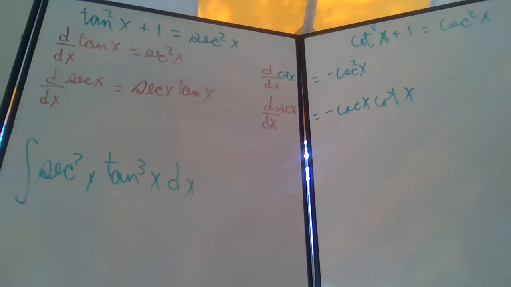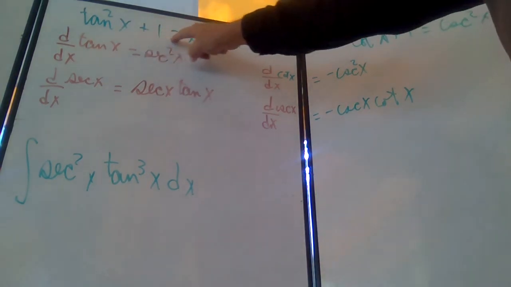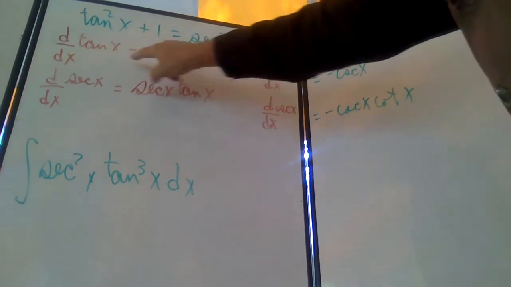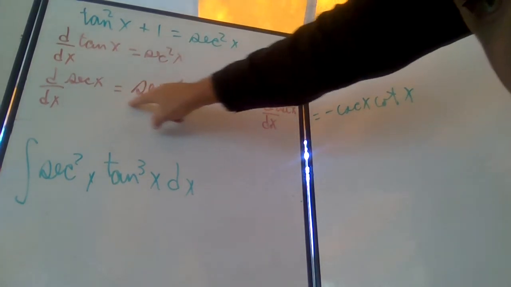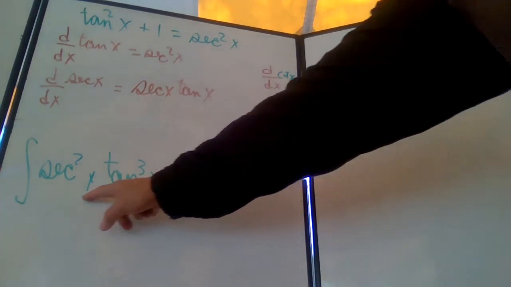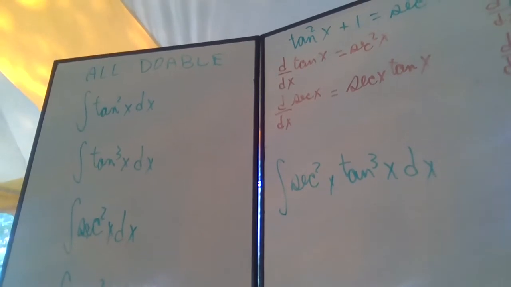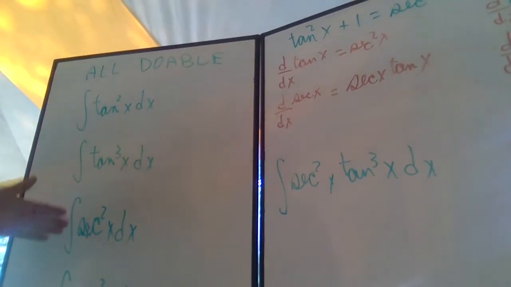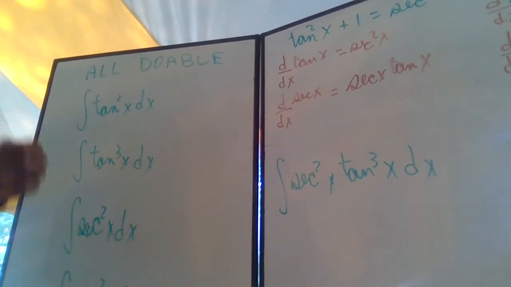Today, we noticed that tangent squared x plus 1 equals secant squared x. The derivative of tangent is secant squared. The derivative of secant is secant x tangent x. That means we can do integrals that have secants and tangents together. We can do integrals that have tangents to various powers, secants to various powers, because we have substitutions to get us to various chain rule situations.